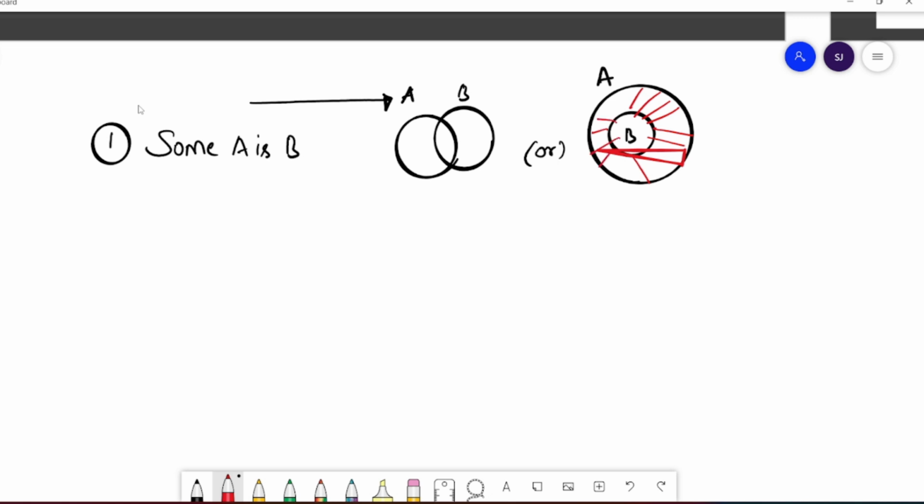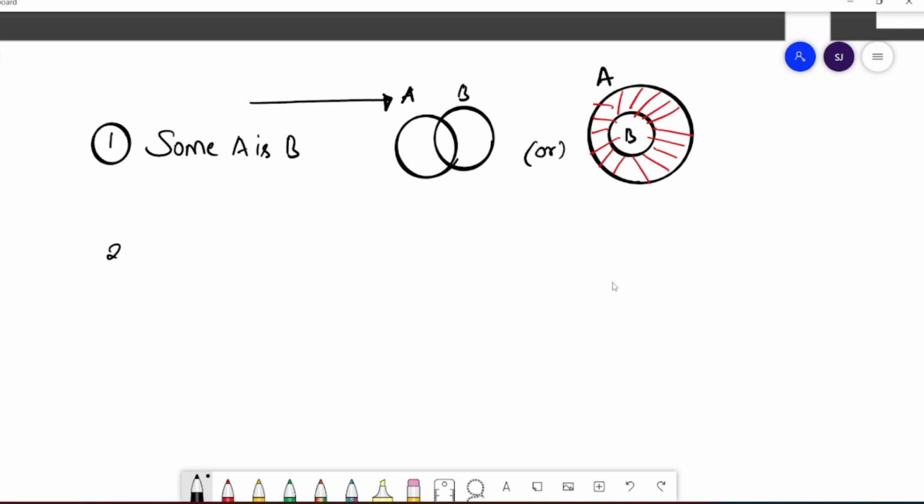In examinations like RBI, they may ask the same statement, some A is B. If you think about it, some A is not B as well. So if you just look at it, some A is not B as well. You can say it that way also.